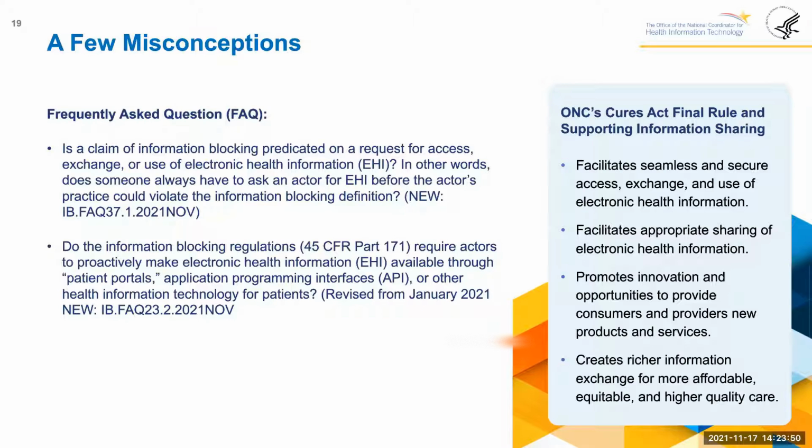Also want them to keep in mind that omissions can potentially implicate the information blocking regulation. So failure to exchange in certain circumstances, not complying with another law that requires access, exchange, or use are all examples of potentially implicating the information blocking regulation.